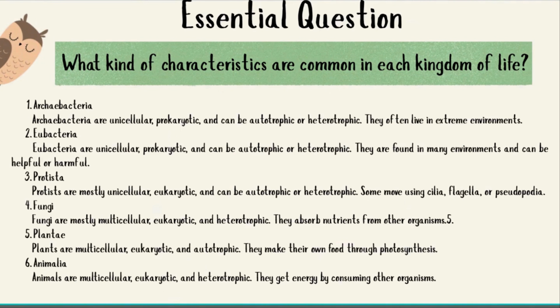Number three is protista. So protista are mostly unicellular, meaning there are some organisms in this kingdom that are multicellular, but most of them are unicellular. They are eukaryotic, and they can be both autotrophic or heterotrophic. They move using cilia, those hair-like things, or a flagella, that tail-like thing, or pseudopodia.